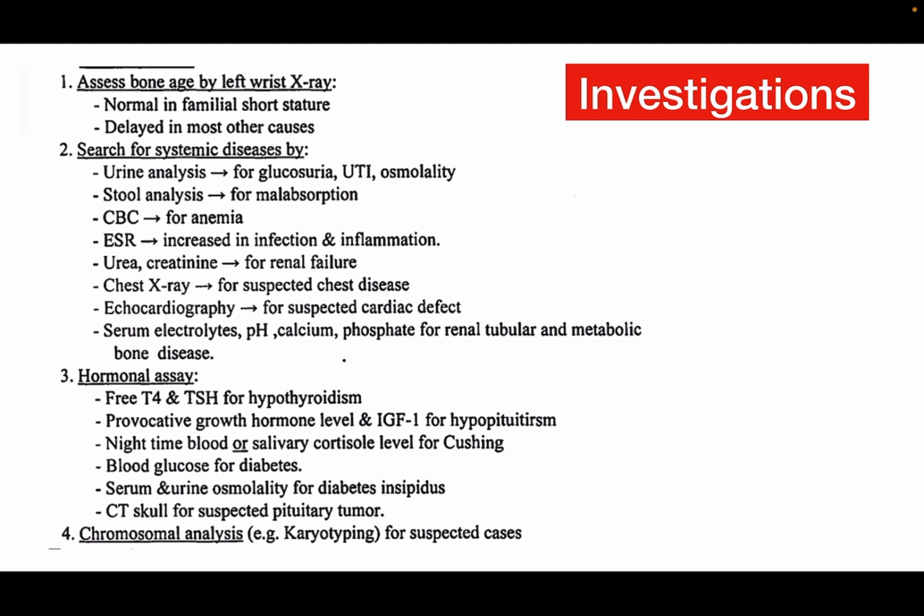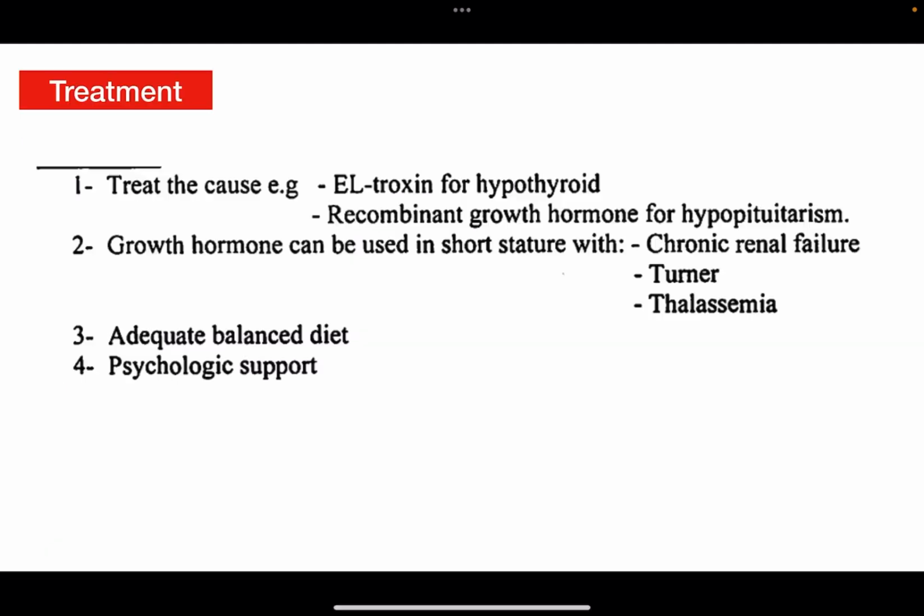These are the second line investigations. Chromosomal analysis if any dysmorphic features are present. Treatment depends on the cause. Thyroxine for hypothyroidism, recombinant hormone replacement for hypopituitarism. Growth hormone can be supplemented in children with short stature of chronic renal failure, Turner's, thalassemia. Adequate balanced diet in case of undernutrition.